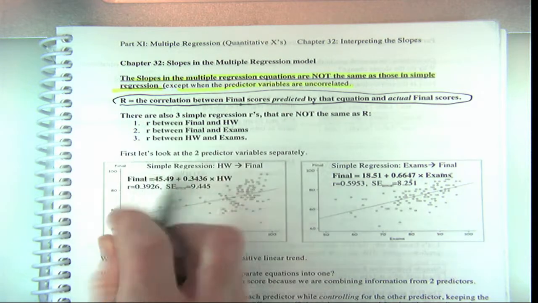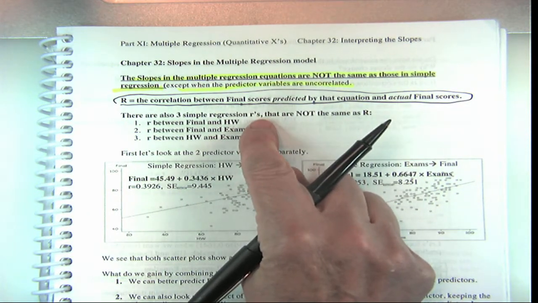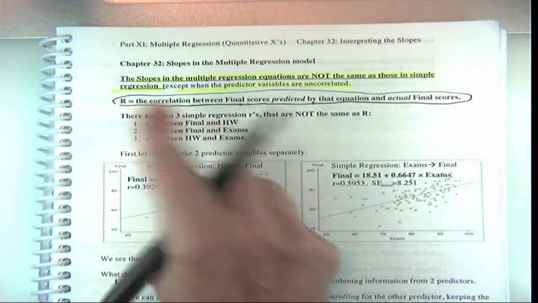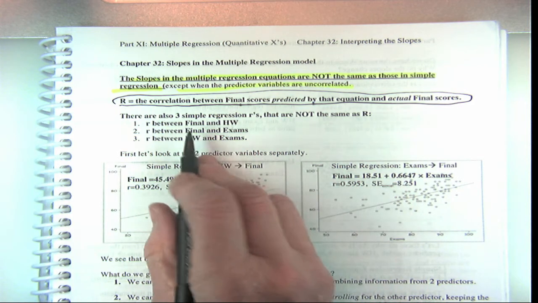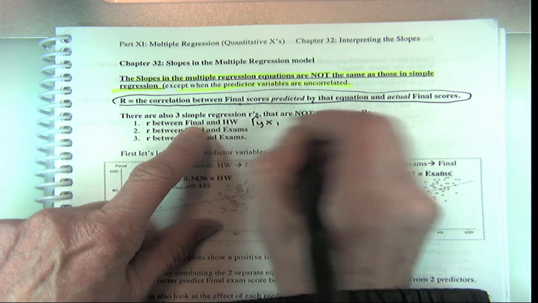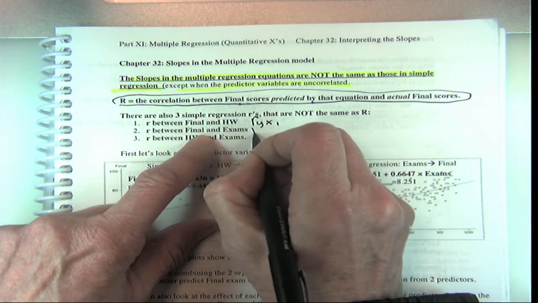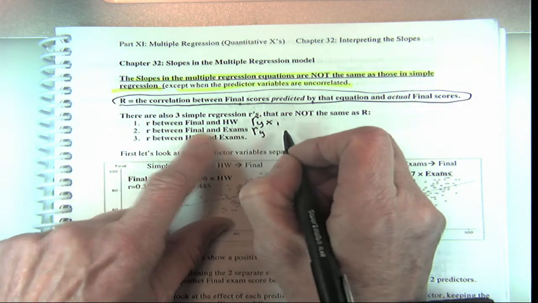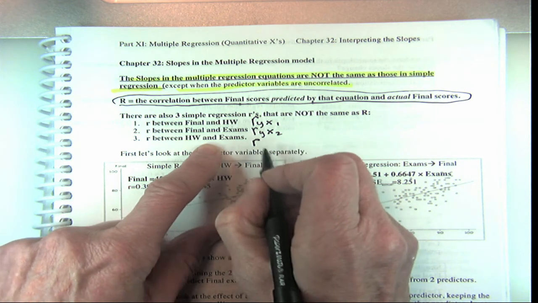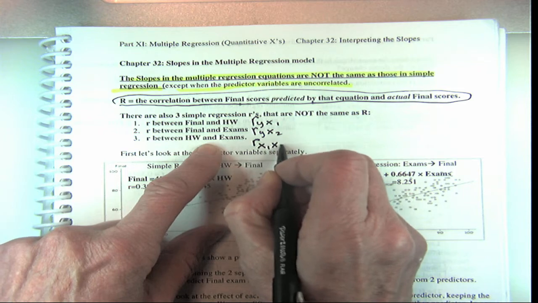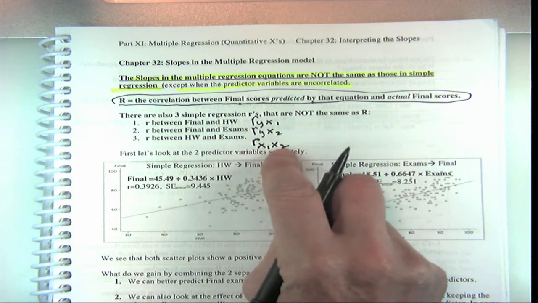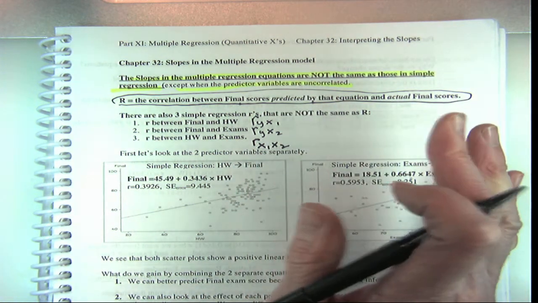That's what we said. But now there's also these three little r's, which are the correlation. They're not the same as this one. They're the correlation between, this is R between Y and X1. This is R between Y, the final, and the exams, X2. And then there's the correlation between the two predictor variables, X1 and X2. So we have these three. And when these are correlated, like homework and exams are, these slopes aren't going to be the same.